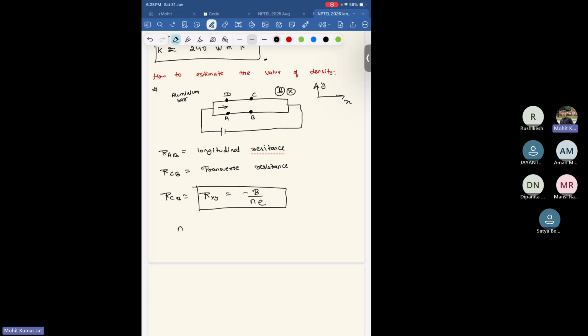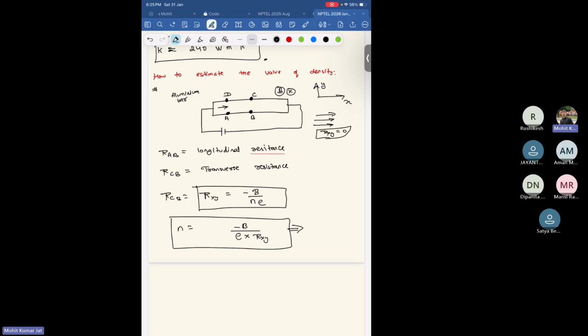So your number density you can calculate. The magnetic field, whatever you applied, you know. The electron charge, you know. Rxy, you just substitute the value here, and then you can estimate the carrier density in a system. Because if no magnetic field is applied, all the electrons will go along this direction only. Rxy will be 0. For B equal to 0, Rxy is 0.